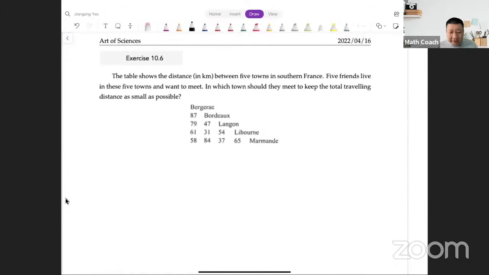The table shows the distance in kilometers between 5 towns in southern France. 5 friends live in these 5 towns and want to meet. Based on the table, in which town should they meet to keep the total traveling distance as small as possible? 62, go ahead. And yes, you get the correct answer, and the correct answer is Libourne.